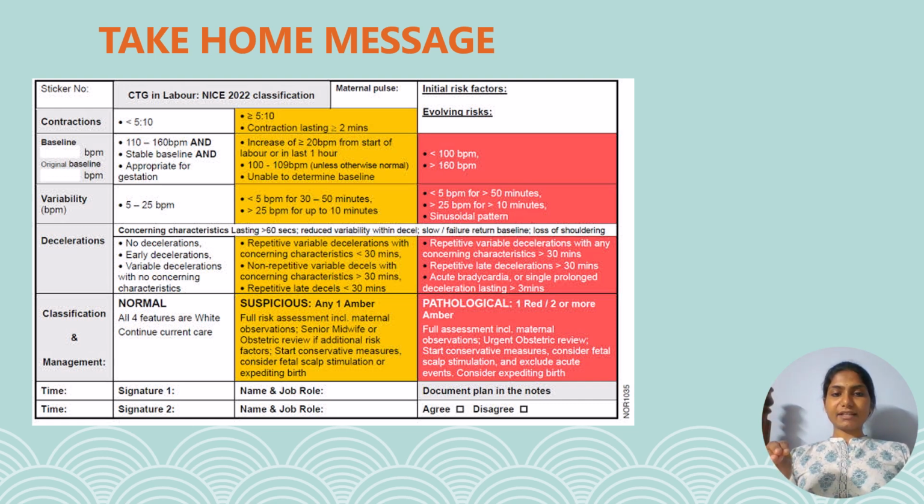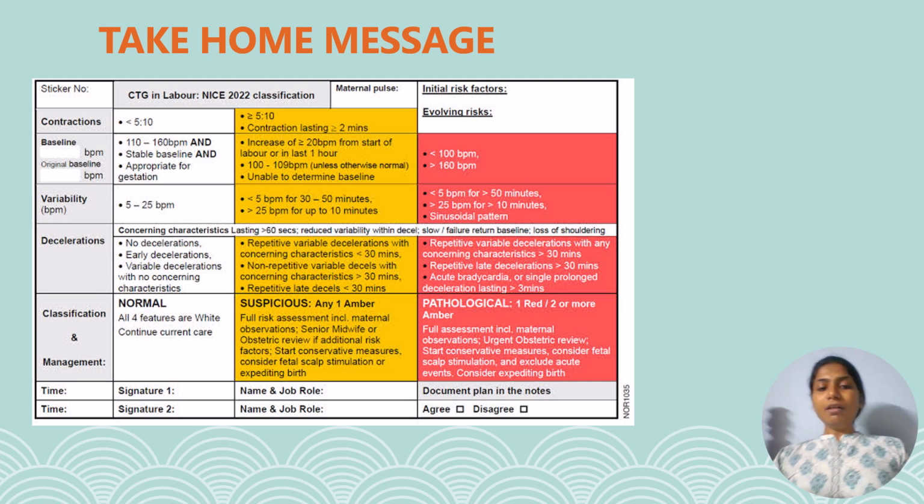So in the suspicious category, we have to do full risk assessment, we have to do corrective measures, and if this also fails, we can do fetal scalp stimulation. If we are doing fetal scalp stimulation and there is a pickup in the heart rate, then we can continue and expedite birth. But if this is not working, then we have to exclude acute events, get urgent obstetric review, and immediately deliver either by an operative delivery or by a vaginal delivery. But immediate delivery of the baby is indicated in the pathological category.